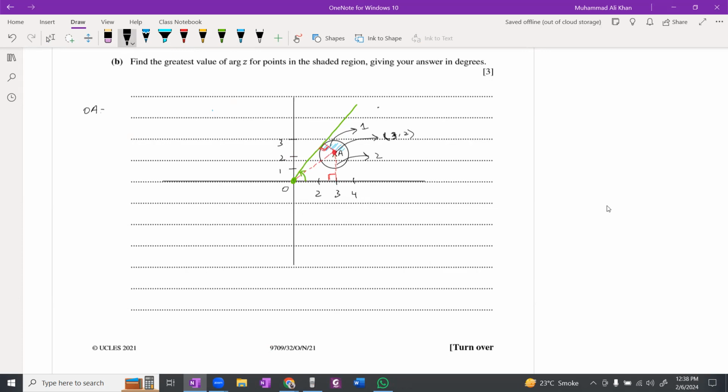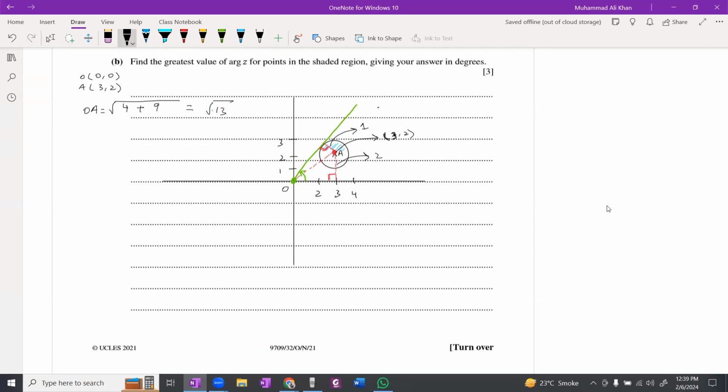So OA length will be under root (y2 minus y1) whole square plus (x2 minus x1) whole square. So it will be 4 plus 9 because O is (0, 0) and A is (3, 2). So if we calculate the distance between them, it will be under root 13. So now, क्या आ गया जनाब हमारे पास? OA की लेंथ आ गई under root 13.